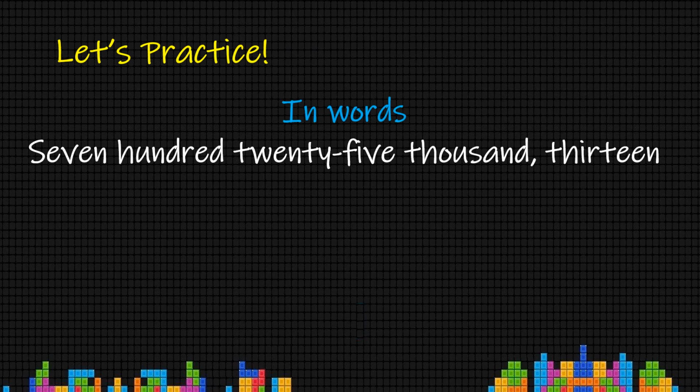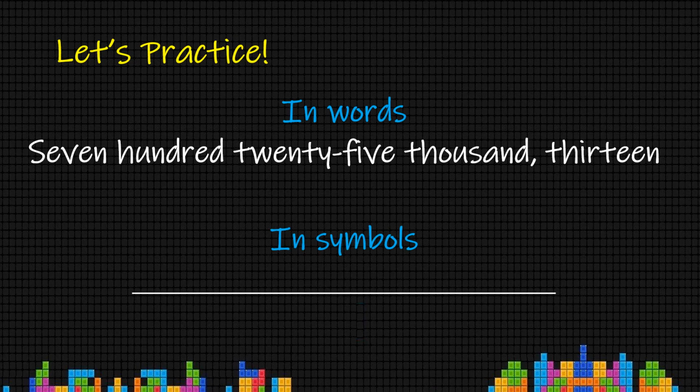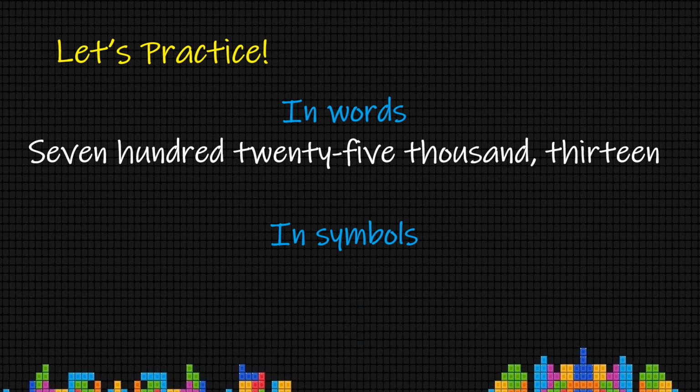So next we have the number in words 720-5,000, 13. How is the number written in symbols? So the number written in symbols is 725 space 013. The number is 725,013.